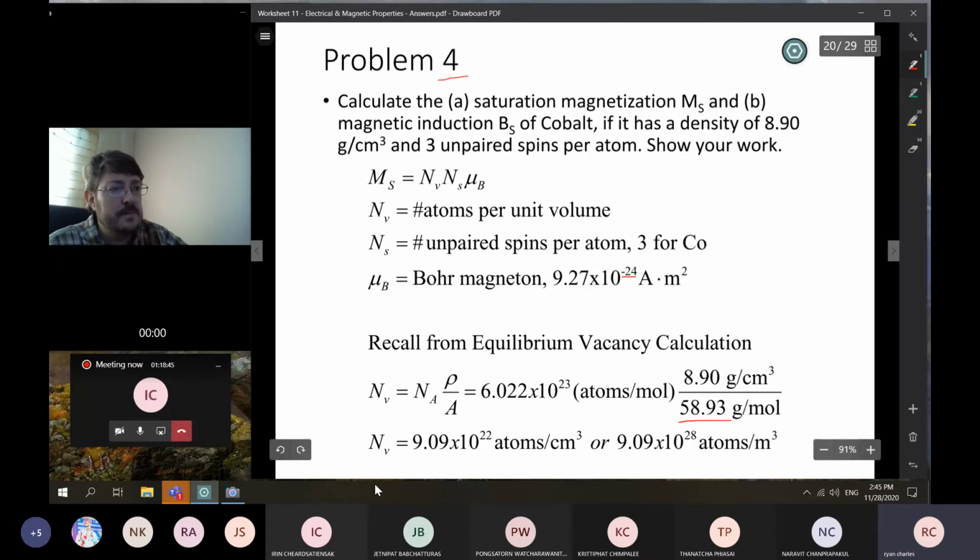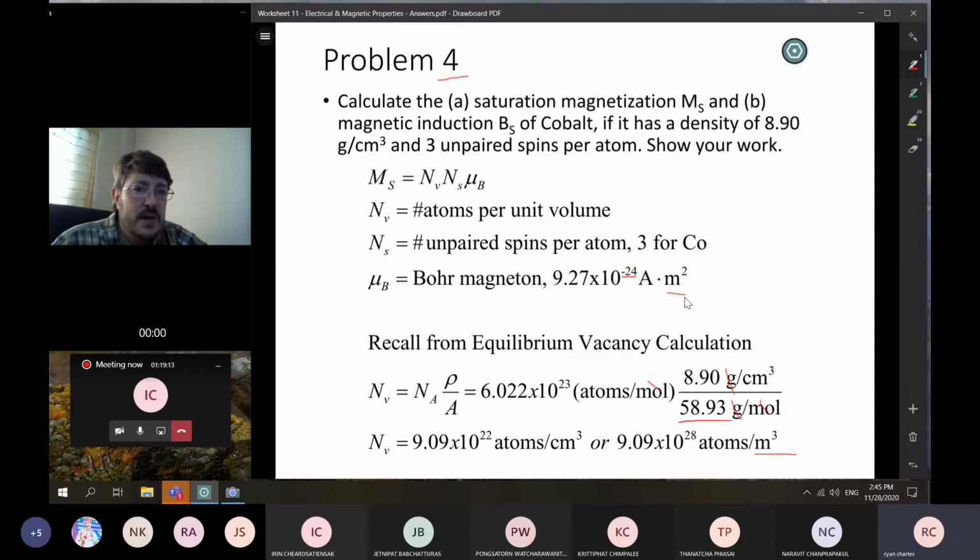As you get N sub V, 9.09 times 10 to the 22 atoms per centimeter cubed. Atoms per centimeter cubed. Or 9.09 times 10 to the 28 atoms per meter cubed. All right. Bohr magneton, that's in meters, right? So you can't go mixing centimeters and meters. It won't work.